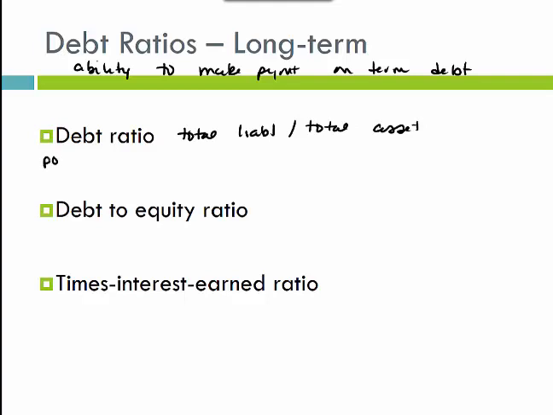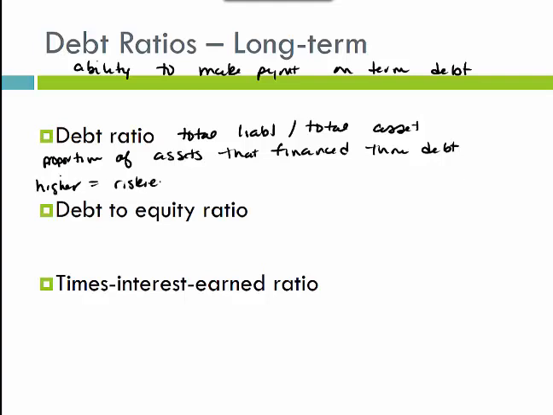What this shows you is the proportion of your assets that are financed through debt as opposed to equity. So the higher this number is, the riskier this company is, the more risk they have assumed. On average, it's somewhere between 57 and 67%. You don't want it too high, right? Because that's risky, but you also don't want it too low.